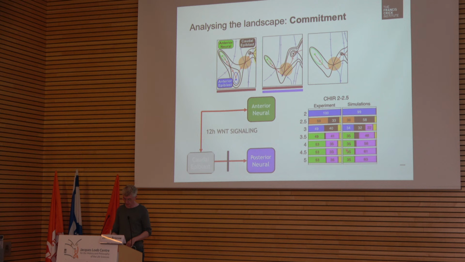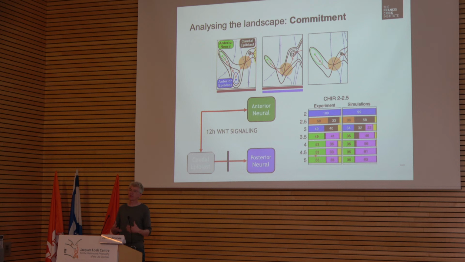Okay, so first of all, I think this is a nice validation of the model. It's representative of the type of quantitative predictions that depend on a dynamical model. It wouldn't be possible to predict this just with a probabilistic model. You wouldn't predict that cells would adopt this anterior neural identity. And it also suggests a quantitative, data-driven definition of what cell commitment is.